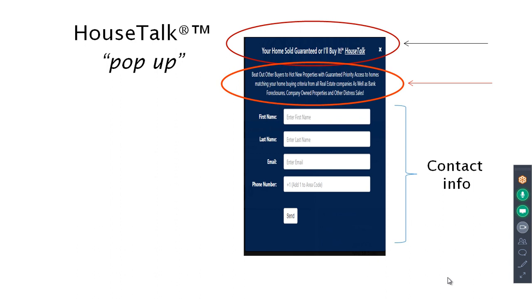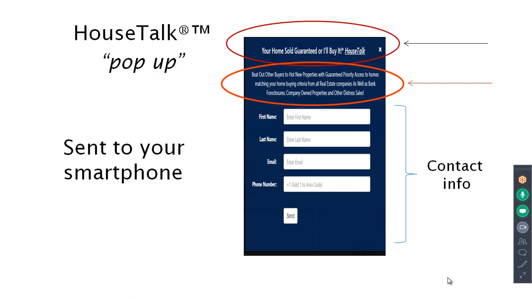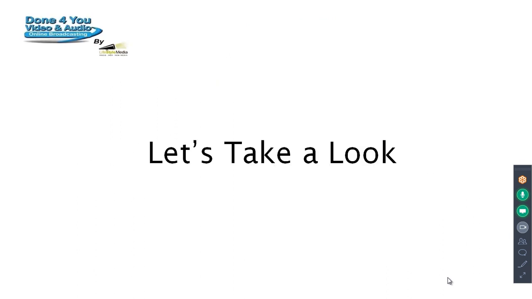Now once they fill in that information, they click on send. It gets sent to your smartphone, and then of course that's your lead, and you can contact them, send them the information, ask them what it is they're looking for in a home, etc. Now that's our pop-up app, which is included with all the HouseTalk accounts, and you can enable that, make any changes to the text that you like, and we're going to show you how to do that now.